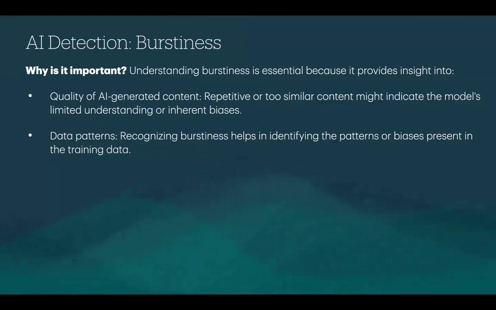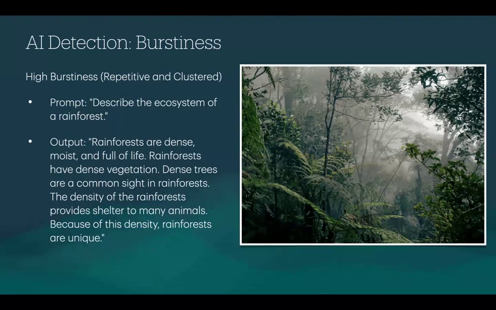So for example, high burstiness here is something repetitive and clustered. If I were to put into ChatGPT, "describe the ecosystem of a rainforest," and it comes back with this kind of output where it repeats the words rainforest and dense quite a bit, or variations of the word dense, we can see that this is repetitive and clustered. And also there aren't very many variations in its sentence structure either. And so this is important, so that I know that maybe this is not a model I want to use.